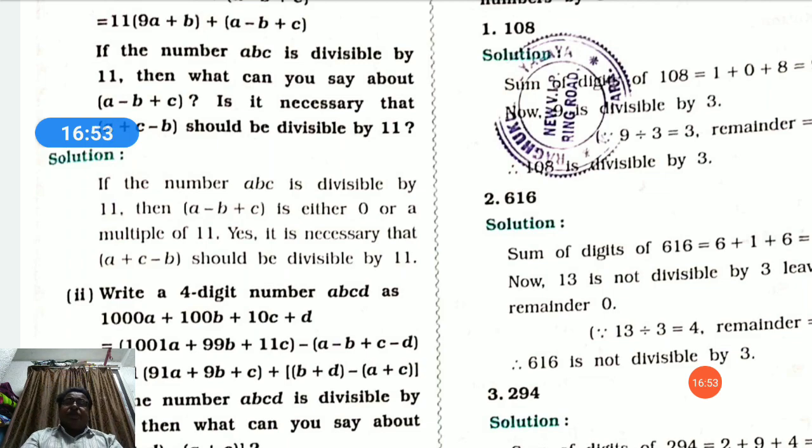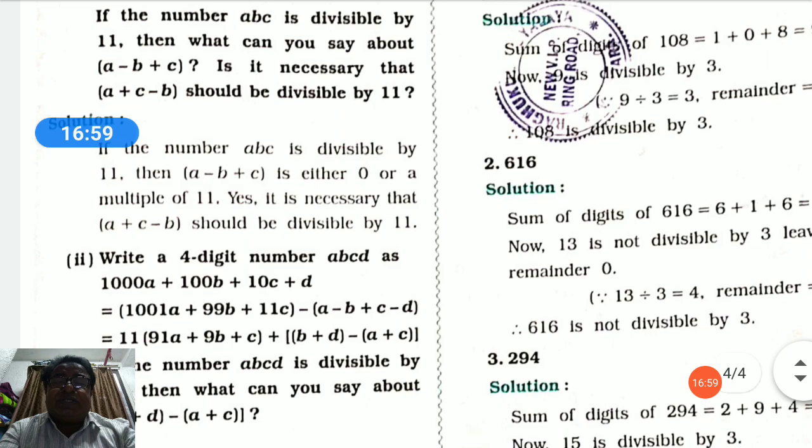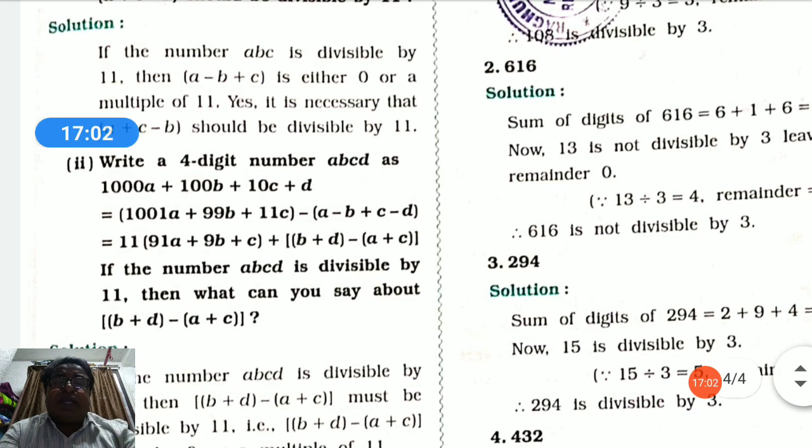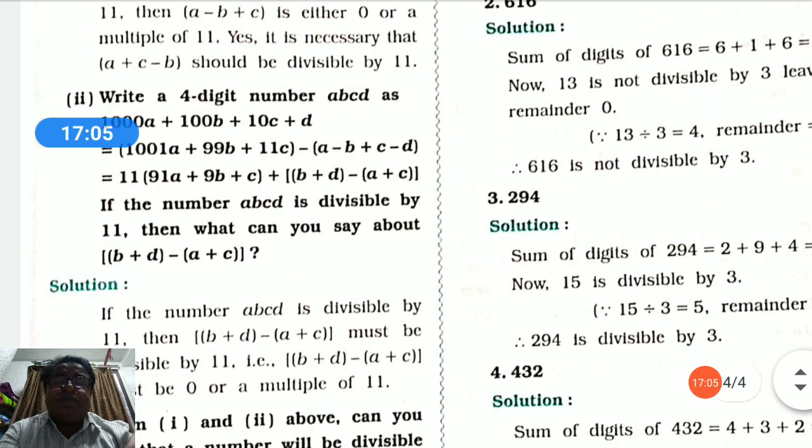Second example, write a 4-digit number ABCD as 1000A plus 100B plus 10C plus D is equal to 1001A plus 99B plus 11C minus (A minus B plus C minus D) is equal to 11(91A plus 9B plus C) plus (B plus D minus (A plus C)).